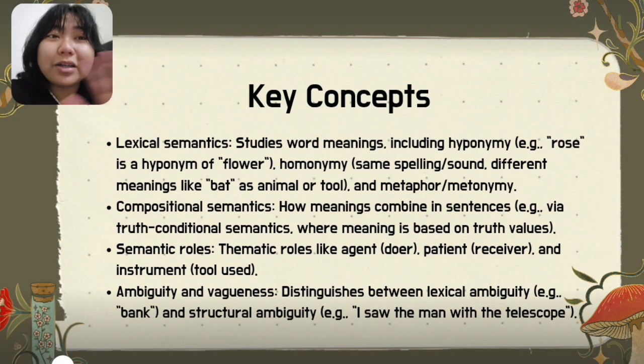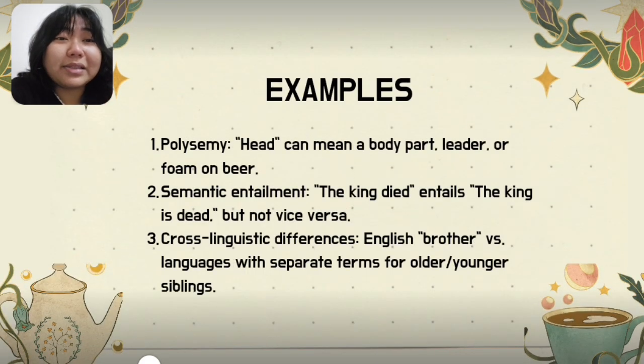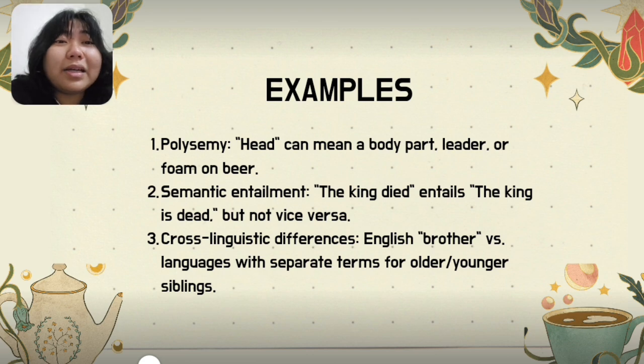Next, we have the key concepts. There are lexical semantics, computational semantics, semantic rules, ambiguity, and so on. We have the examples. First is polysemy, where head can be a body part, or the liter, or foam on beer. Then semantic entailment: "The king died" entails "The king is dead," but not vice versa.